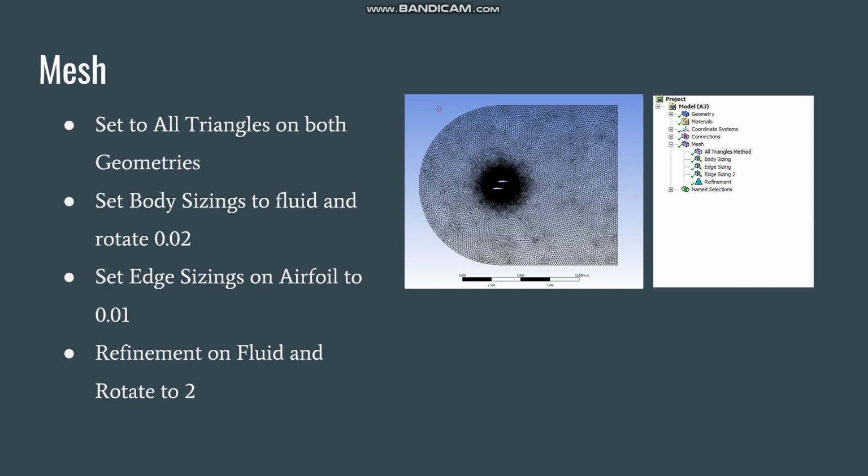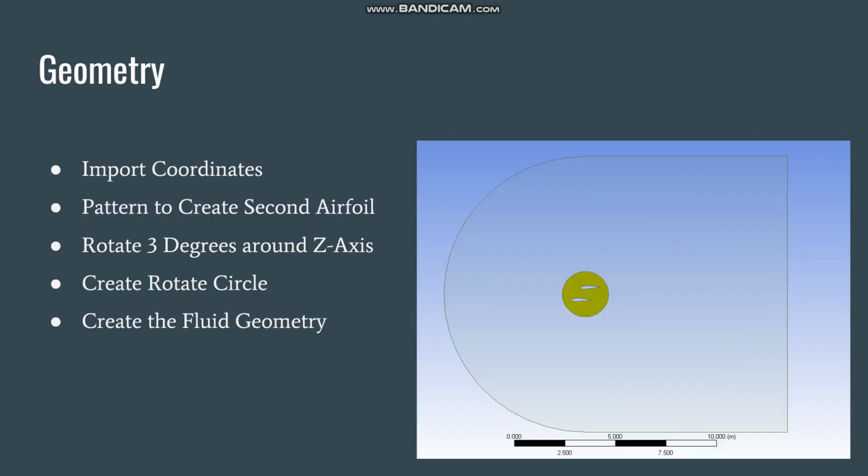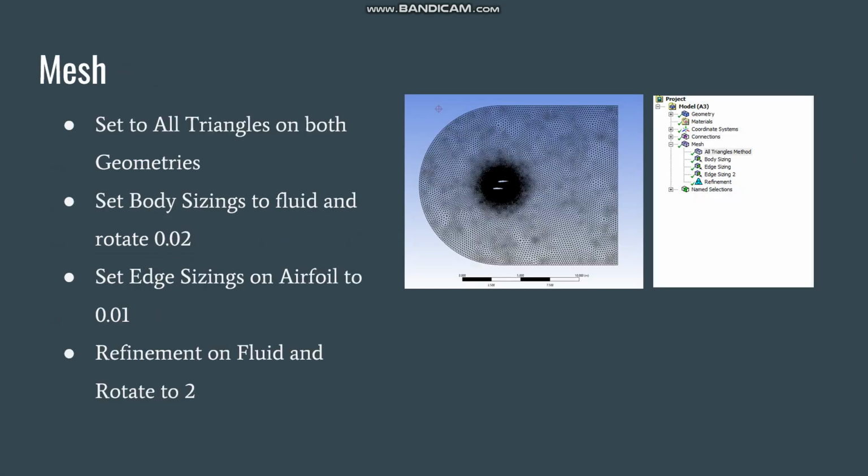So to mesh, we set all triangles on both geometries. You set the whole entire thing to all triangles. You set body sizings to the fluid and the rotate, because the fluid is the outer D-shaped thing and the rotate is the circle. You set the body sizings on those to 0.02 and the edge sizings to 0.01. Then you use the refinement on fluid and rotate to 2. If you do this properly, you'll have a meshing that looks very similar to that. You then name the sections appropriately, and then you can move on to the simulation phase.